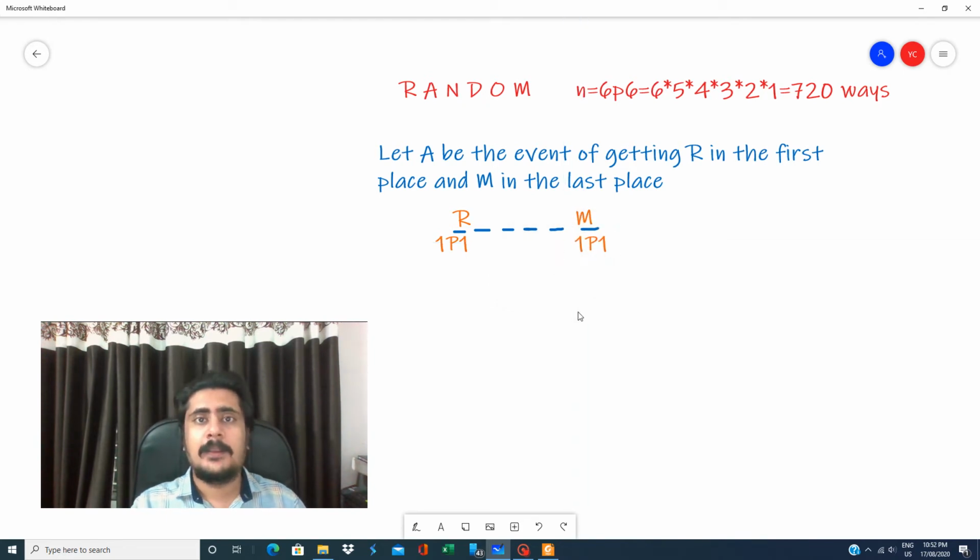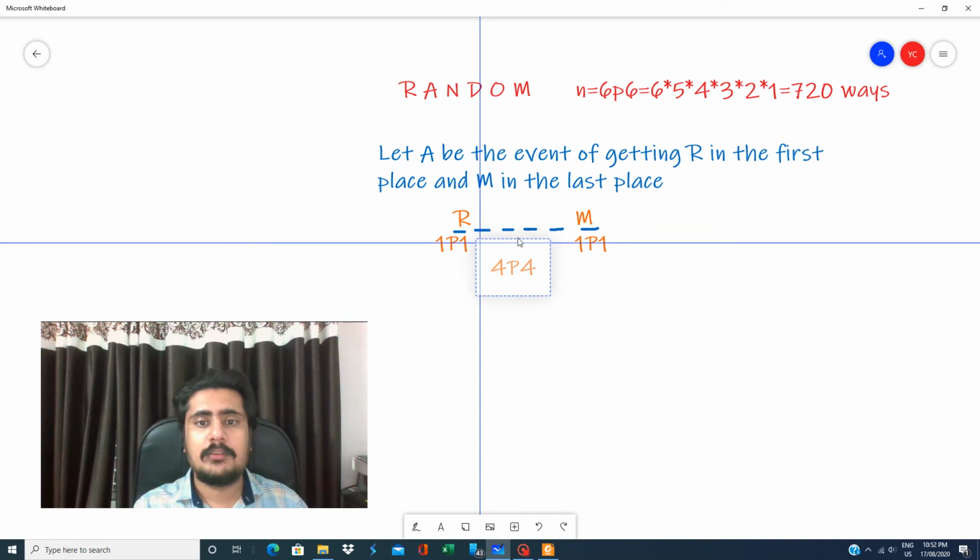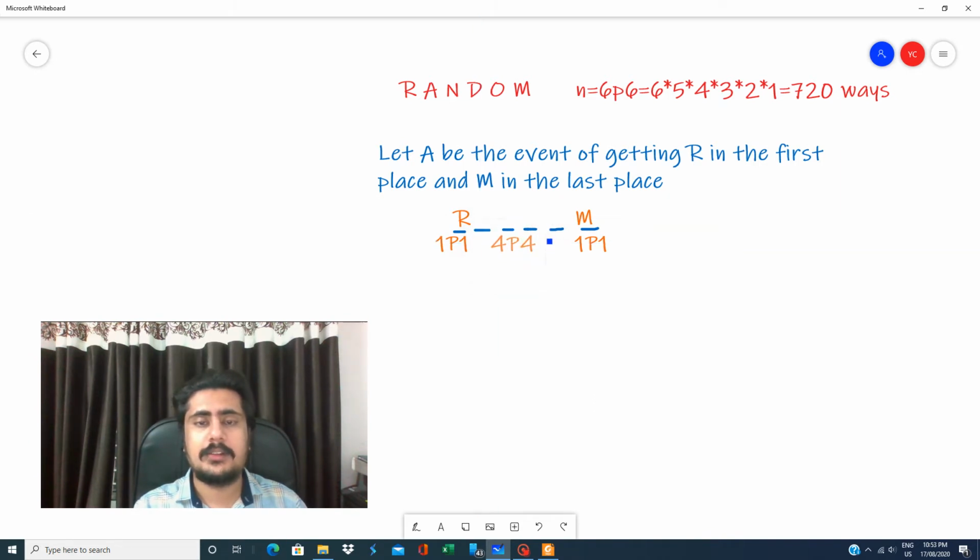Now, what are the remaining letters? Out of 6 places, 2 are filled up. The remaining 4 places have no condition, so any letter can come there. The letters left are A, N, D, O. They can be arranged in any way: A O D N, A O N D, D N A O, and so on. There are 4 letters and 4 places, so it's 4P4.